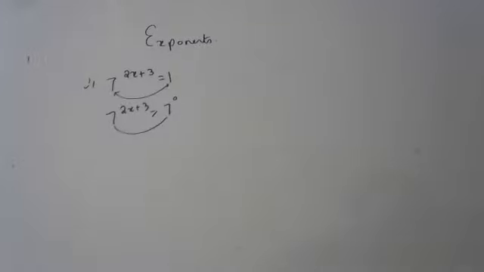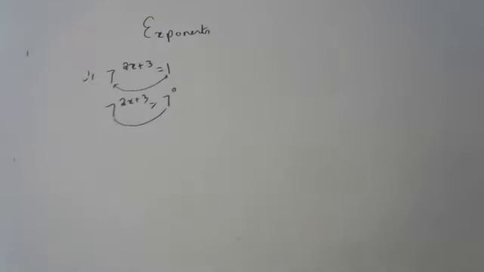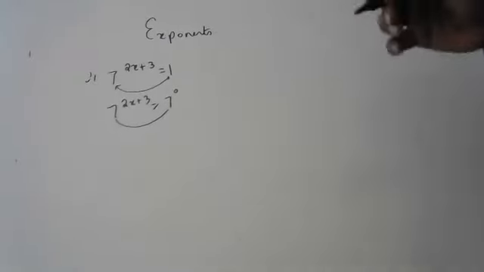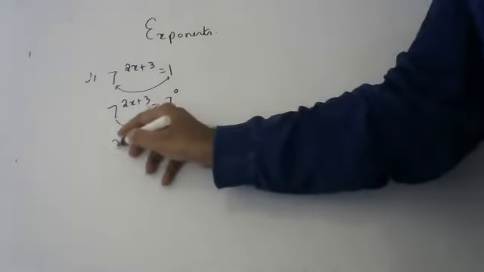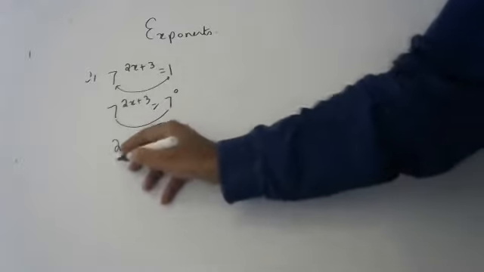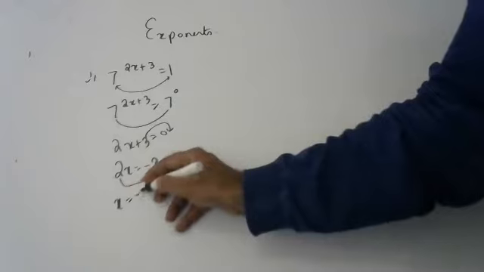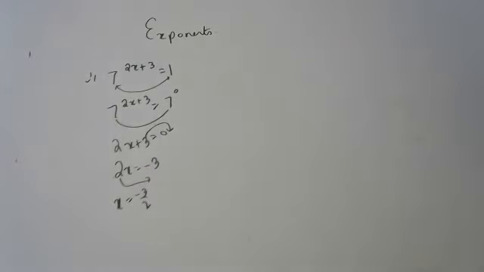So when you equate the powers, what do you get, children? 2x plus 3 is equal to 0. 3 will go to the other side, 2x is equal to minus 3. 2 will come down, x is equal to minus 3 by 2. That's it. Okay, children, like this only.